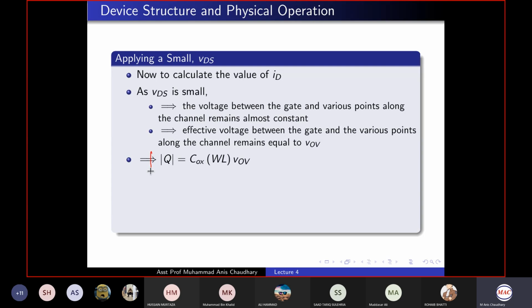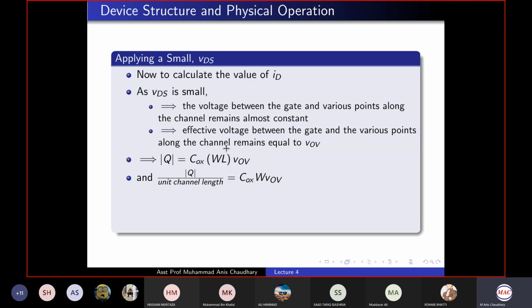So we have already established that we can write this relation for the charge. For the magnitude of charge we have CV, where C is C oxide WL, this is the capacitance, because C oxide is the capacitance per unit area, and W times L is the area. The voltage that matters here is VOV. So across the length of the channel, at the source end, at the drain end and in the middle points, everywhere we have VOV across the channel. So the average value is VOV, and we substituted that here.